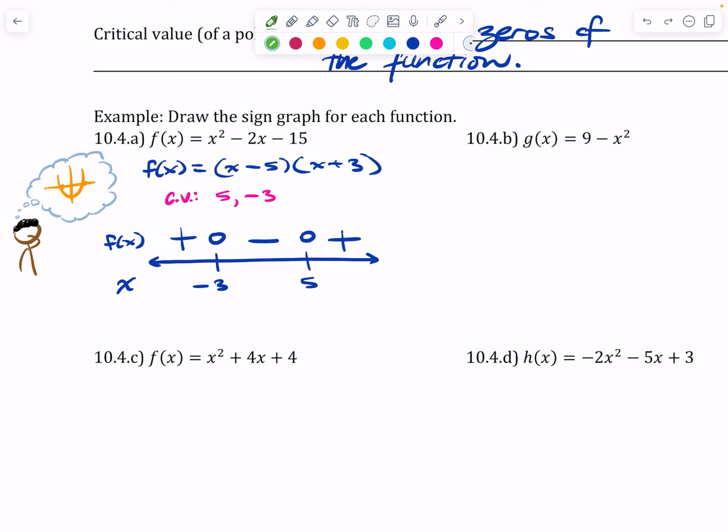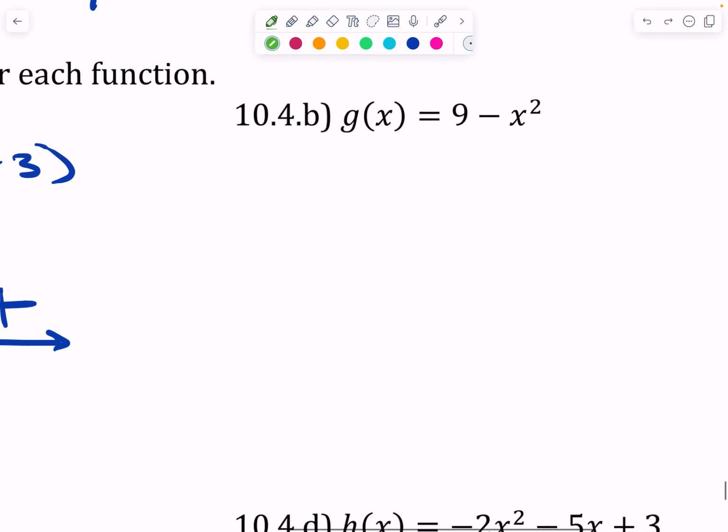Well, you know what they say? They say, might as well try example 10.4.b. It's a very common thing that people say.